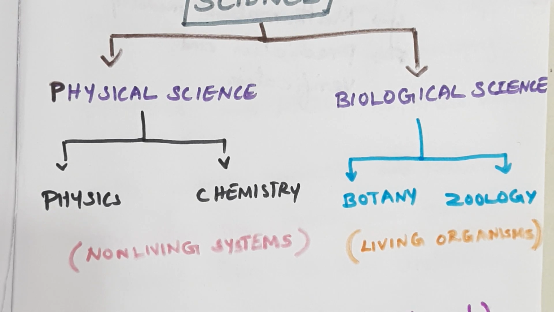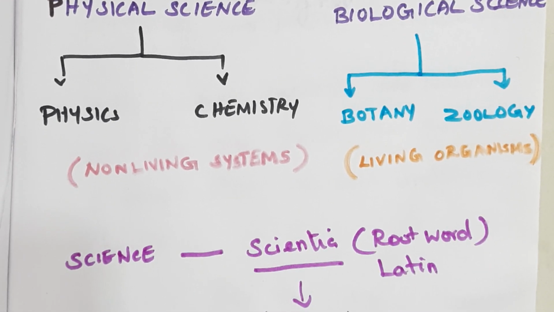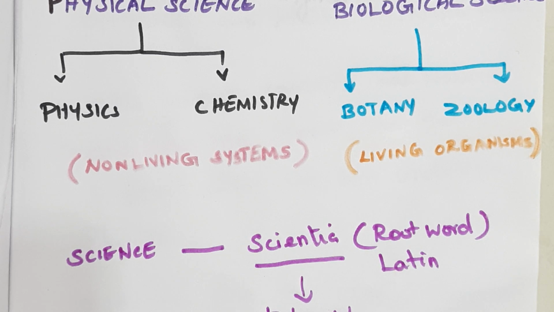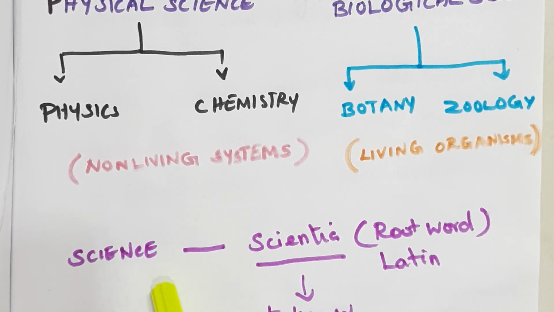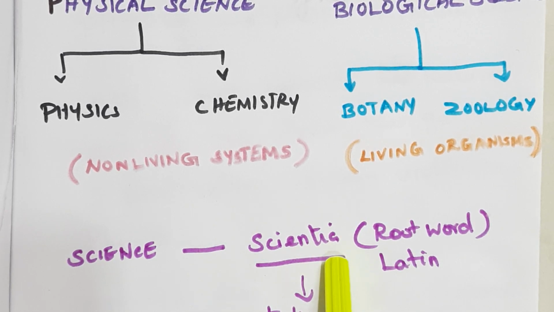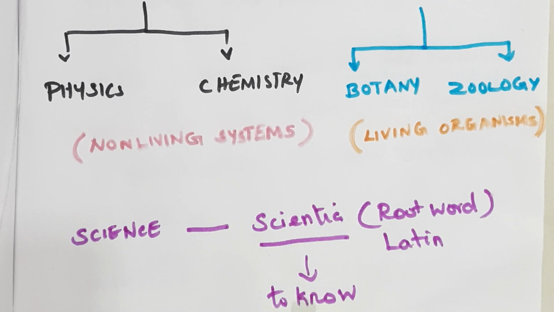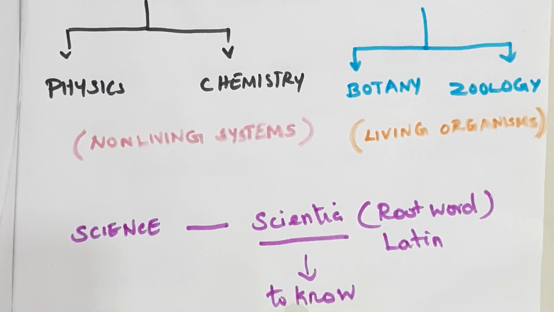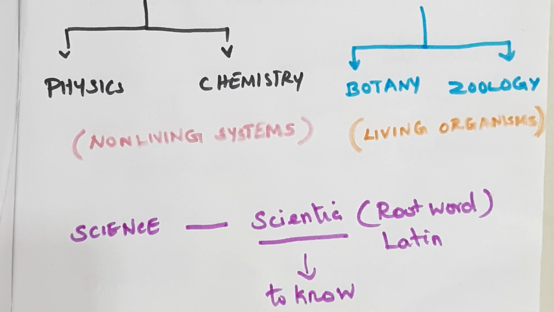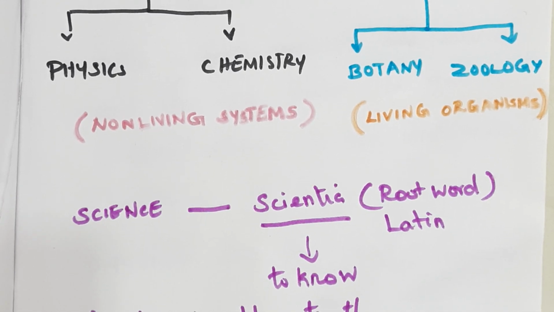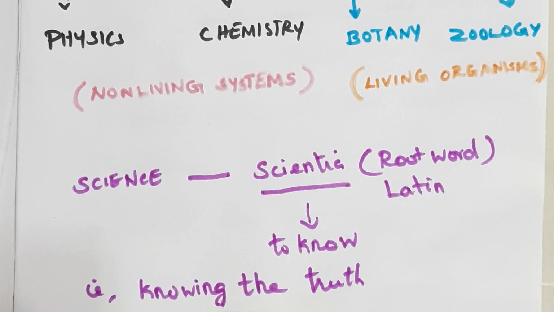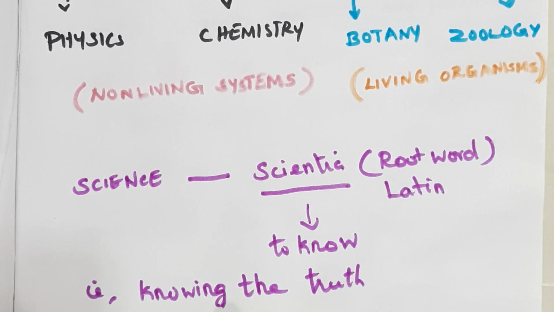Let's see the meaning of science. The word science is derived from the Latin word scientia, which means to know. So, what is the meaning of science? Knowing the truth. The meaning of science is knowing the truth.